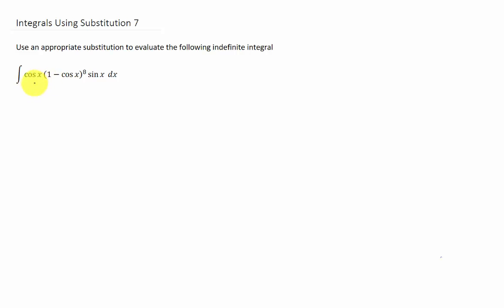We need to integrate this with an appropriate substitution. Now there's not really much algebra that we can do with this integrand. We're not allowed to just multiply this cosine through these parentheses because this is raised to the 8th power here. The same is true with the sine.